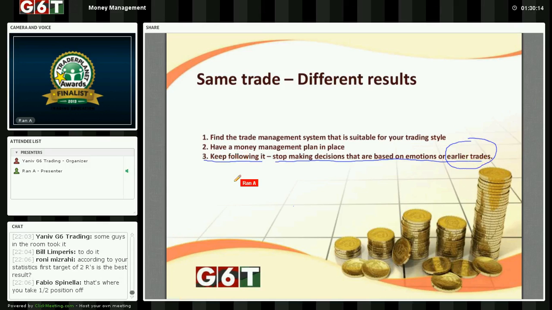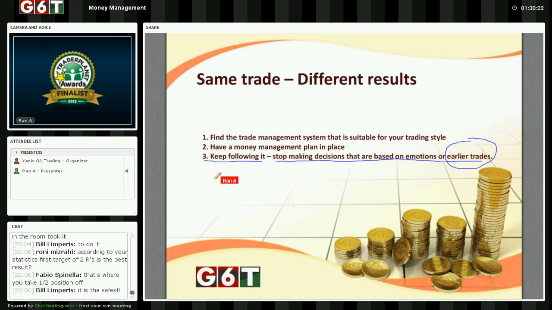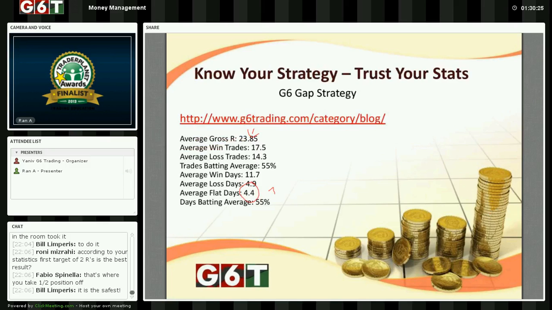There's a guy that worked with me and he's not in the room anymore. He sent me an email: thank you very much, I appreciate your help, you guys are the best, but I'm on my own, I don't need you anymore. What is he doing? Here is his money management. He took a trade. Let's go back to our slide. This is how we would manage it.